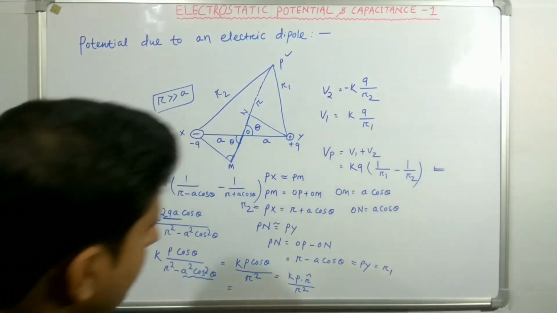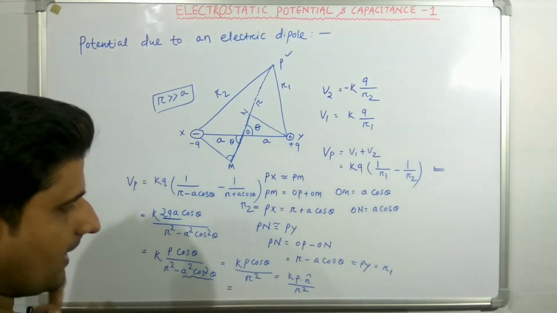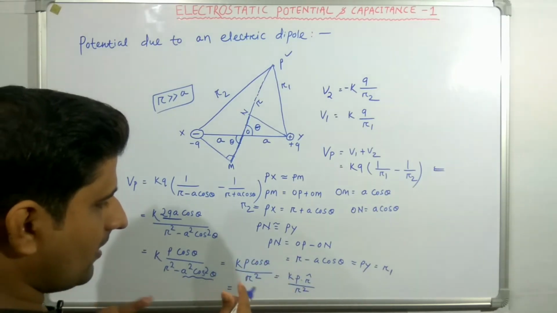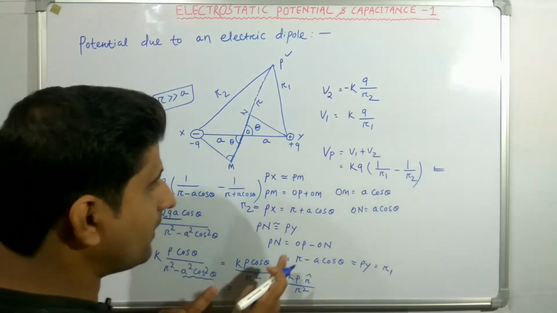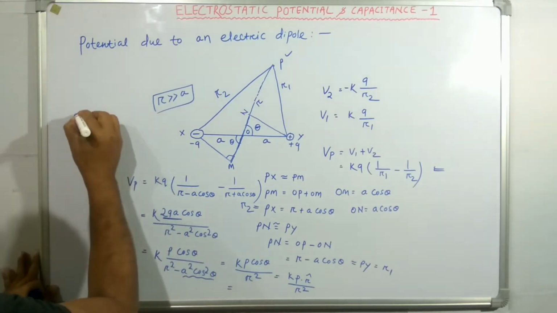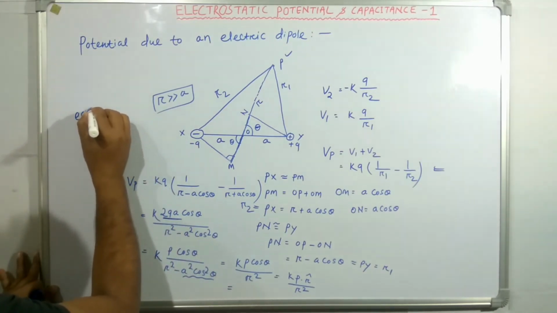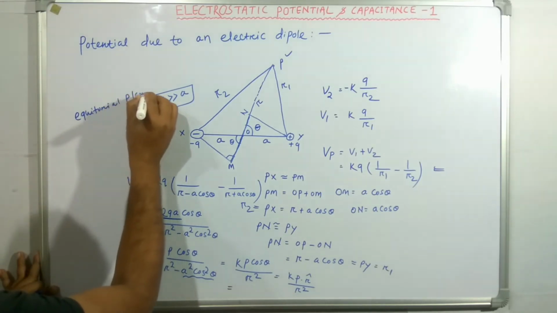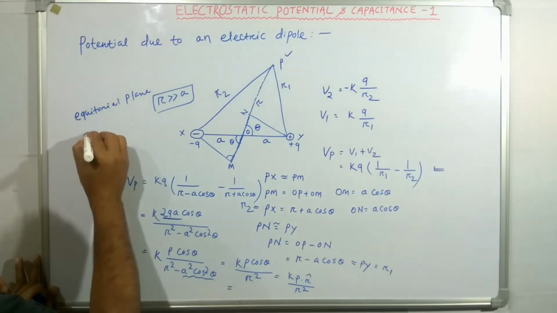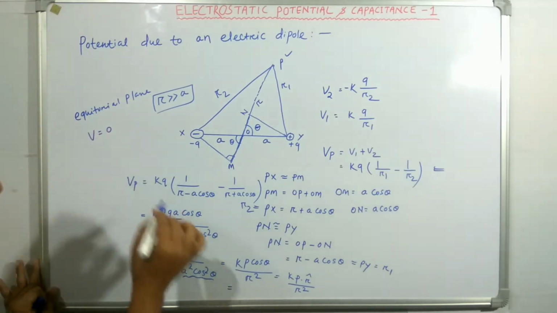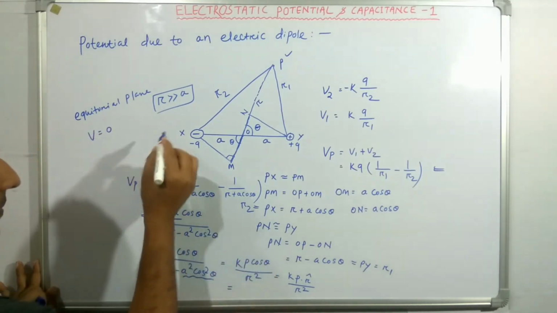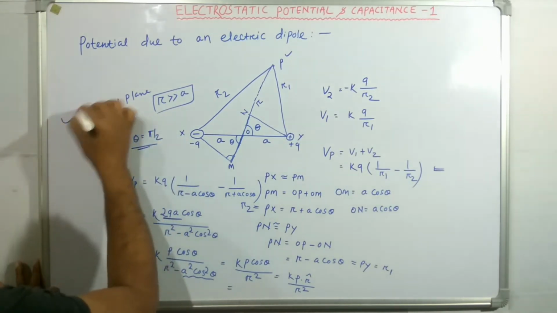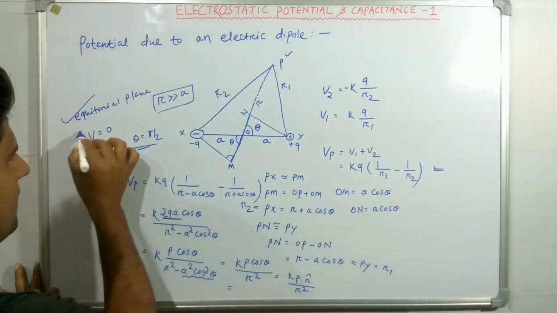So potential at 0 degrees and at any value of theta can be calculated, but in the equatorial plane, the potential due to a dipole is 0, because the angle is pi by 2. So the equatorial plane potential will be 0.